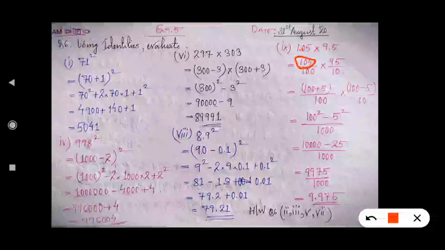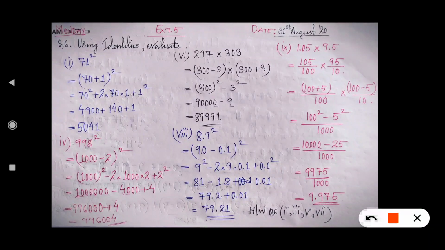If the point is removed from the first number, after removing the point you will get 1 in the denominator. After point, how many digits are there? 0, 5, 2 digits, so 2 zeros will come. In the same way, in this number, you remove the point, you get 1. After point, 1 digit, 5 is there, so 1 zero. So this is how you have to remove the point. Are you getting my point?